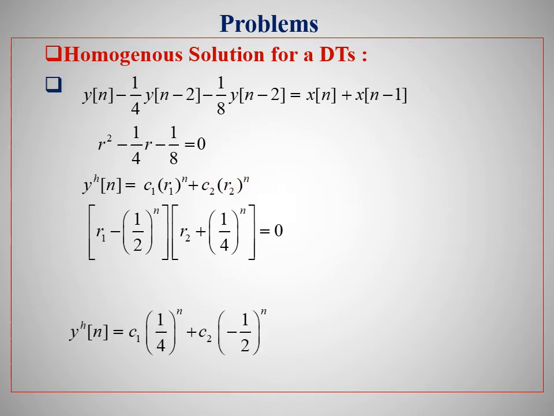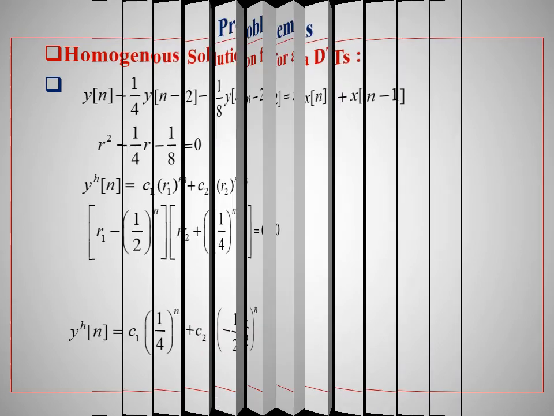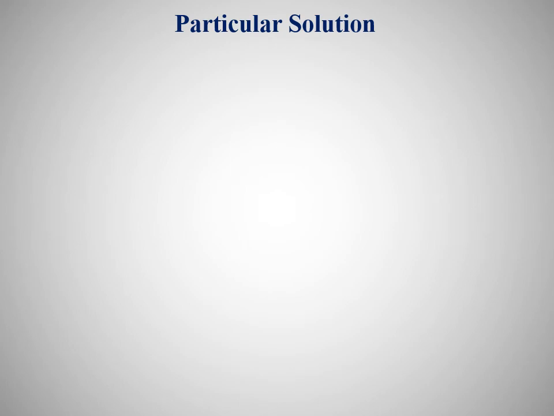Thus, the solution of the discrete time domain problem is going to result in yh of n equal to c1 into (1/4) power n plus c2 into (-1/2) power n. Next, let us see how we can obtain the particular solution, as we have discussed that the complete solution is a combination of the homogeneous solution and the particular solution.